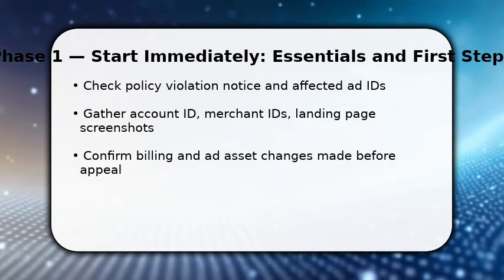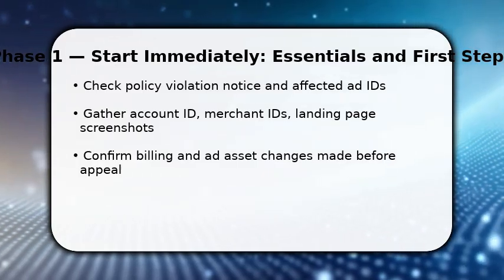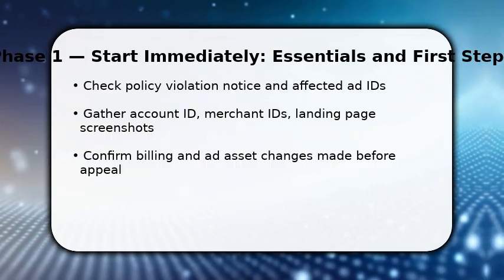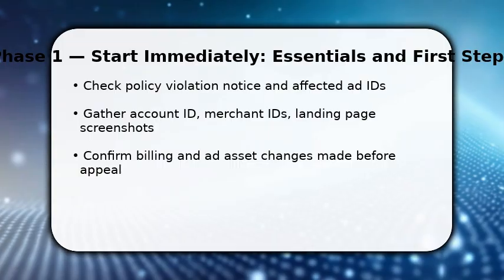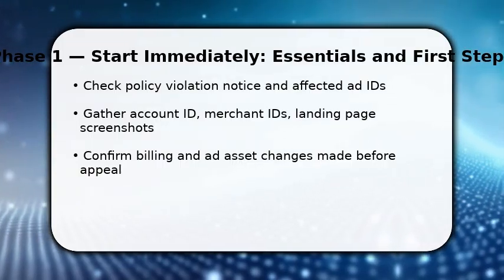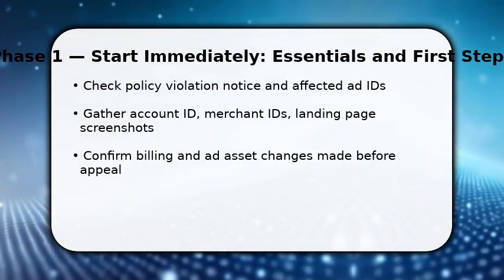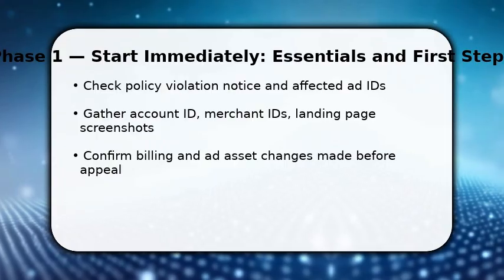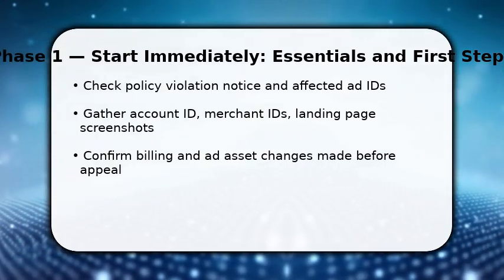You start by gathering what you need: the exact policy notice, account ID, and the ad or asset ID flagged. Once done, capture screenshots of the landing page and any edits you applied so reviewers see the fix. Make sure billing and account contact details are current, otherwise communications get delayed. You're not guessing, you're documenting. This speeds review and shows good faith compliance when you describe what changed and why.